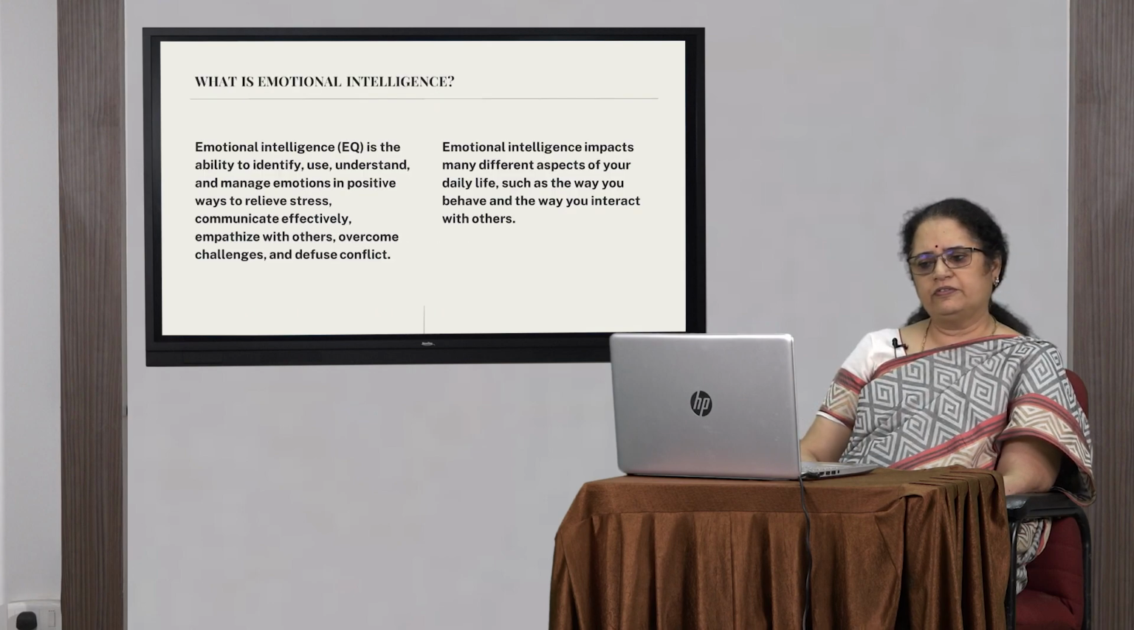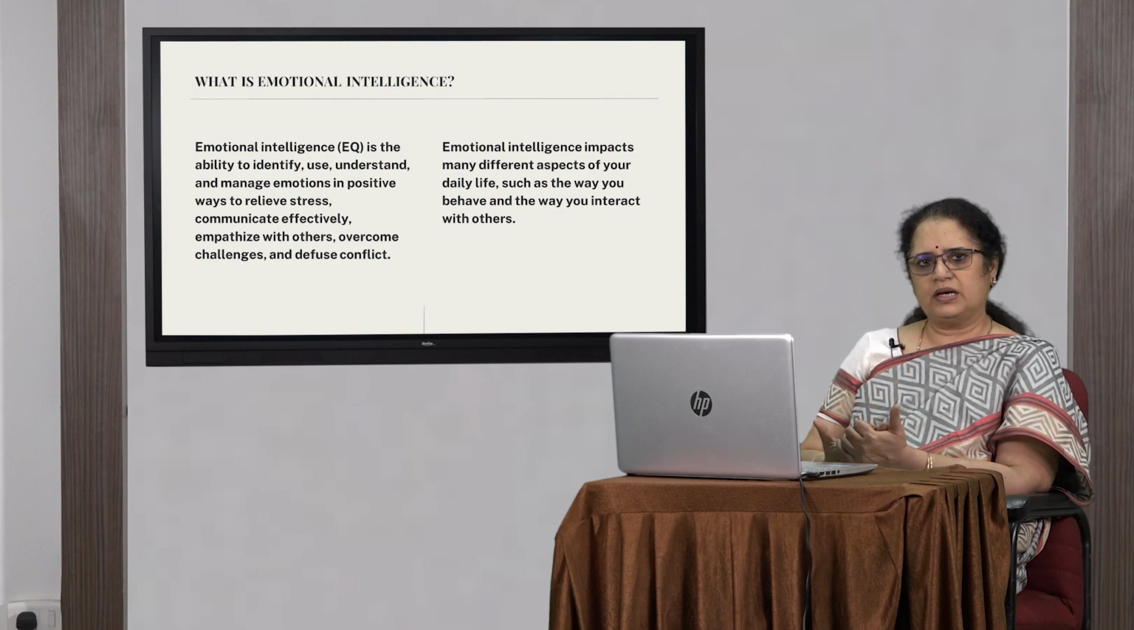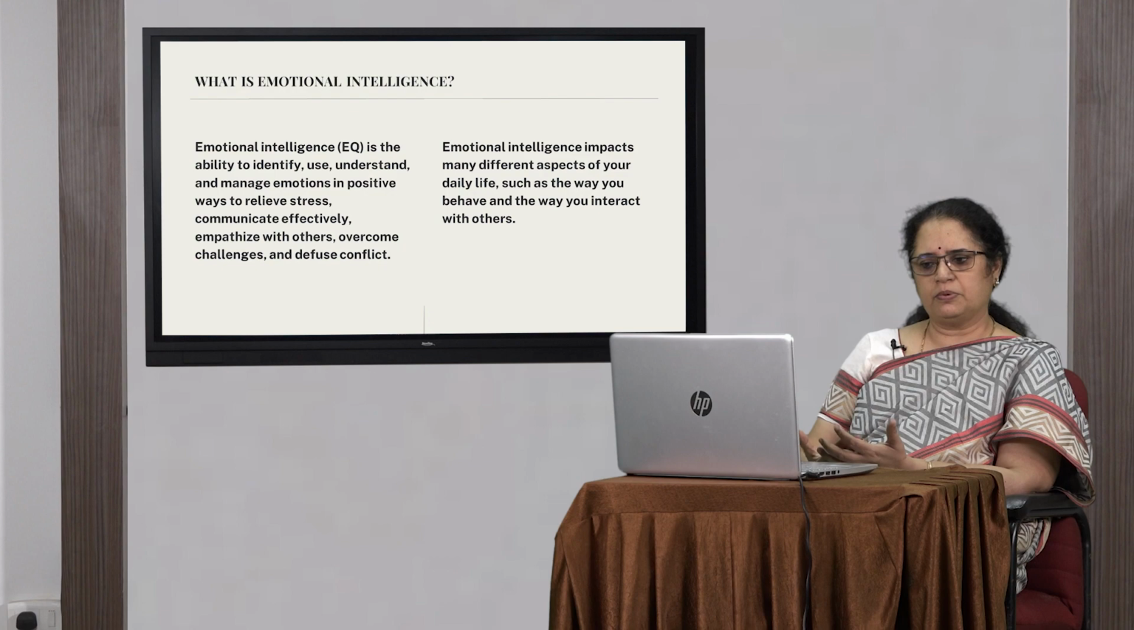So, a little bit of definition of what is emotional intelligence. It is also called emotional quotient, a measure of emotional intelligence. So, what is emotional intelligence? Once again we are trying to define it. It is the ability to identify, use, understand or manage emotions in a positive way to relieve stress, communicate effectively, empathize with others, overcome challenges and diffuse conflict.